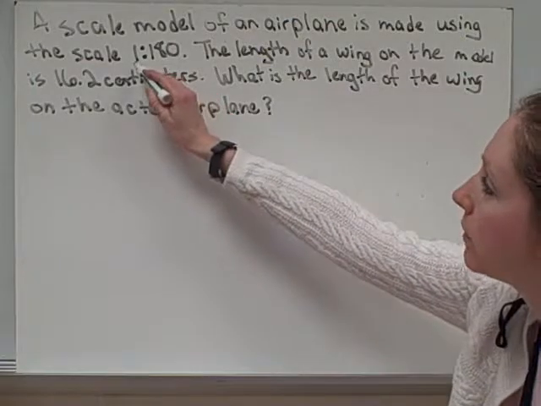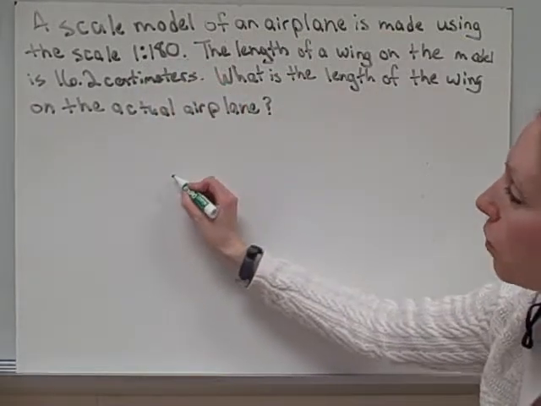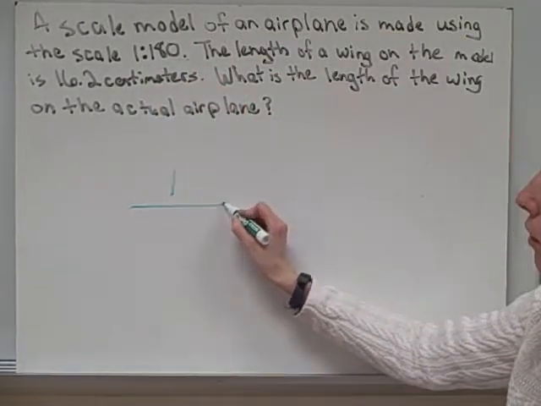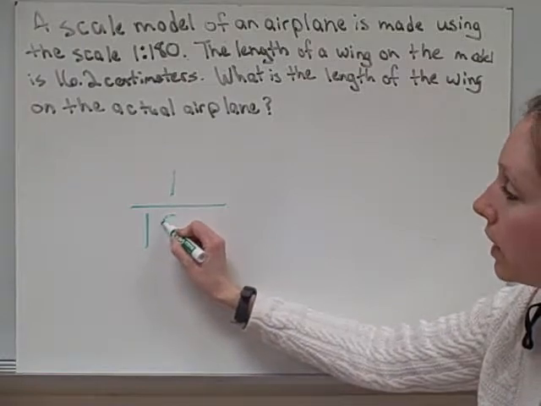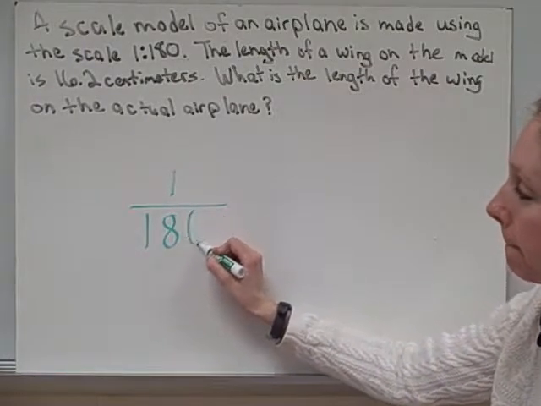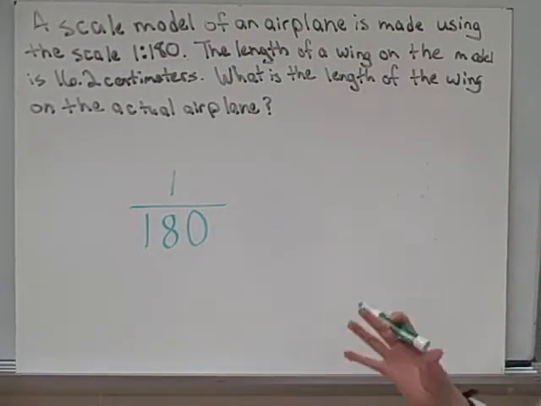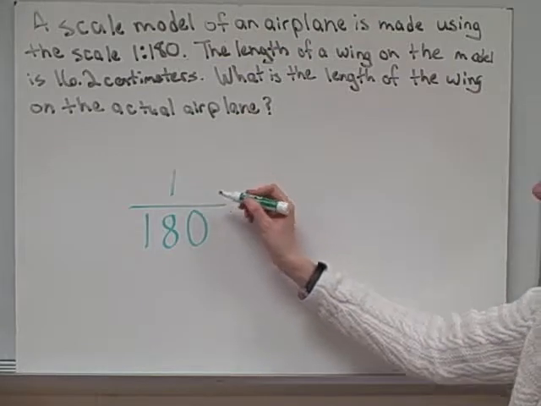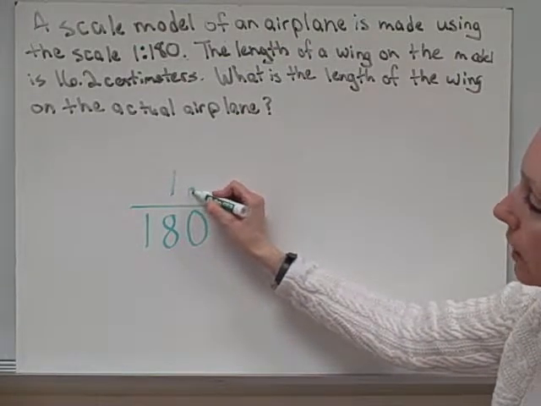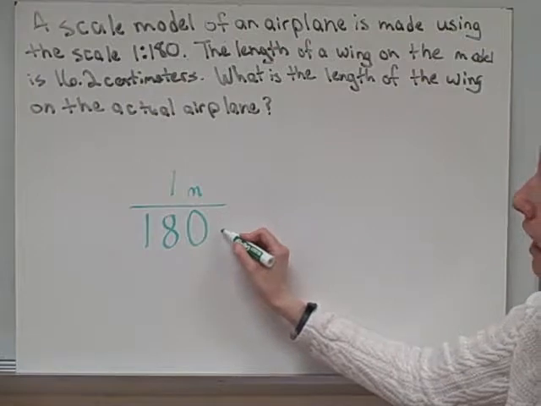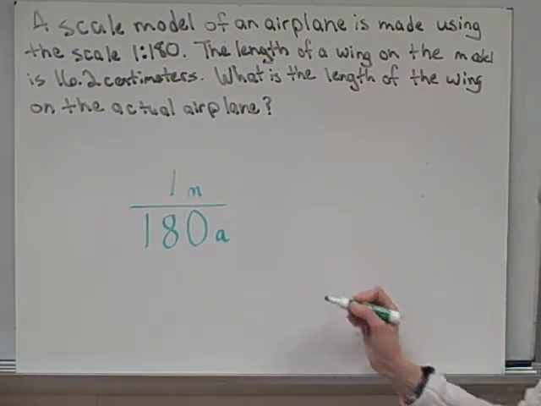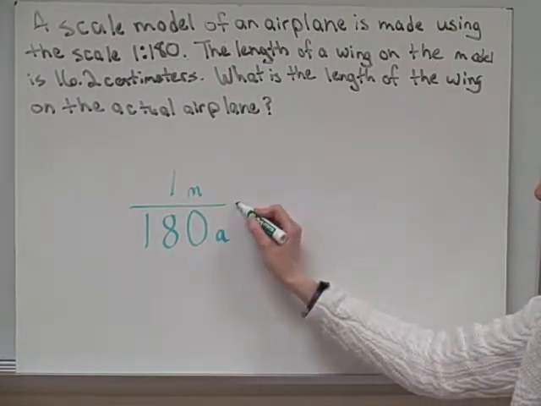So first of all, we have our scale. That's 1 over 180. Just to help us label a little bit, guys, the 1 represents our model airplane, so I'm going to put an M, and the 180 is our actual airplane. Put an A for the actual.